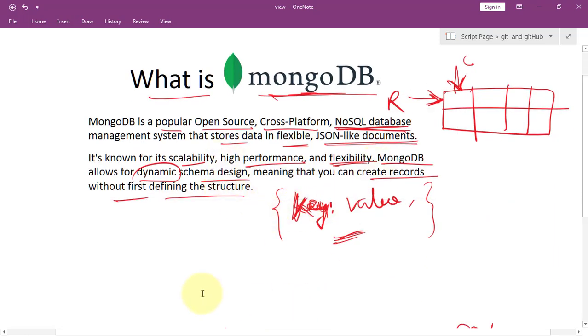In the later videos, we're gonna talk about how we can install MongoDB in our systems so that we can start working with MongoDB. So I hope you understand the concept.